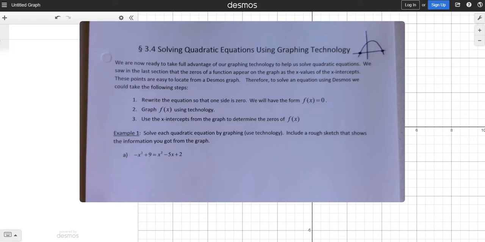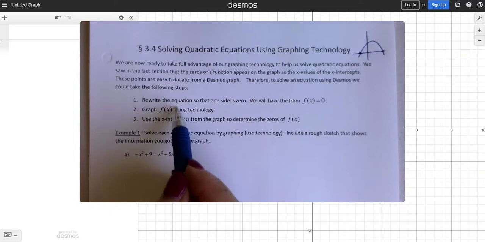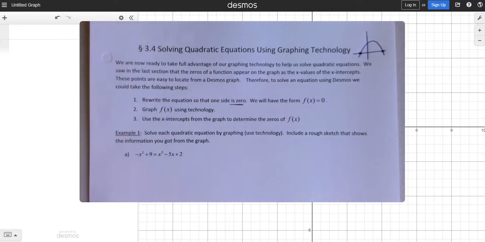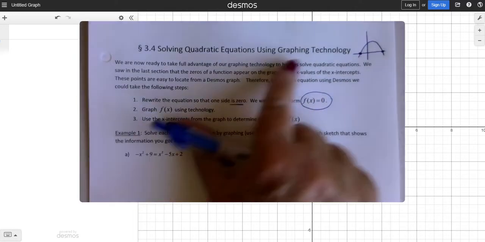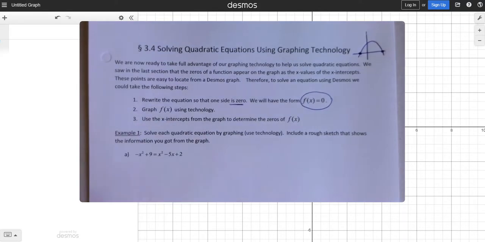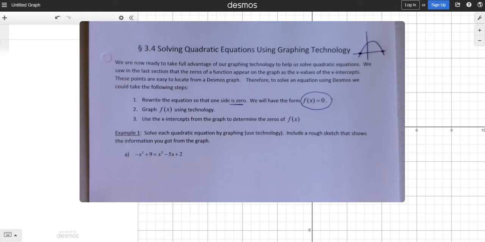So we can turn that around and we can say, well, if we have an equation and we make sure that one side is 0, we can do that algebraically, so we get this form f of x equals 0. If I then graph f of x using technology now, I can just use those x-intercepts from the graph to figure out the zeros of the original function. So we're going to solve each quadratic equation by graphing with technology, and then we'll just put a little rough sketch to show how we got our information.